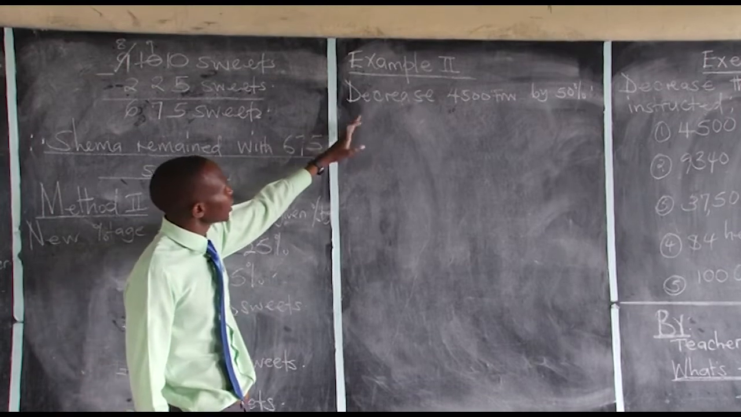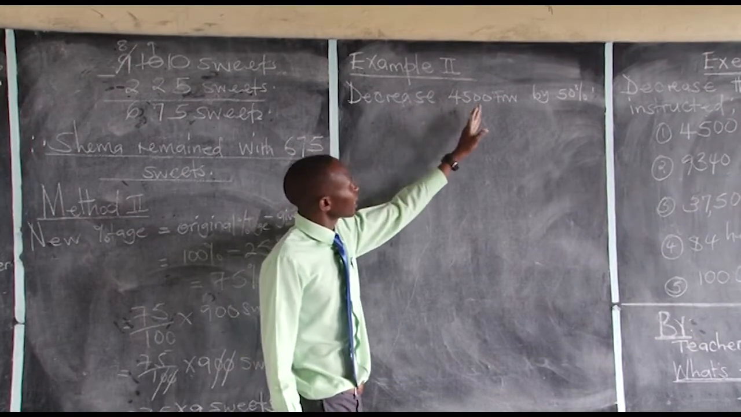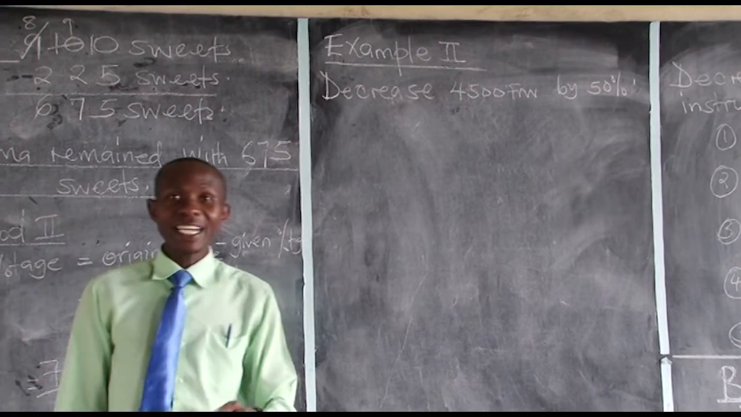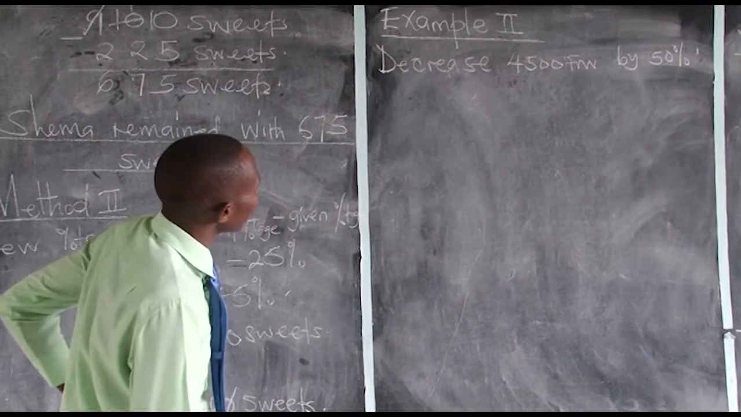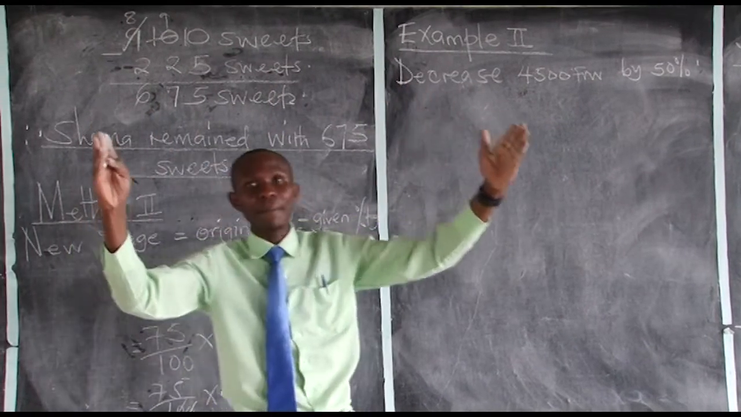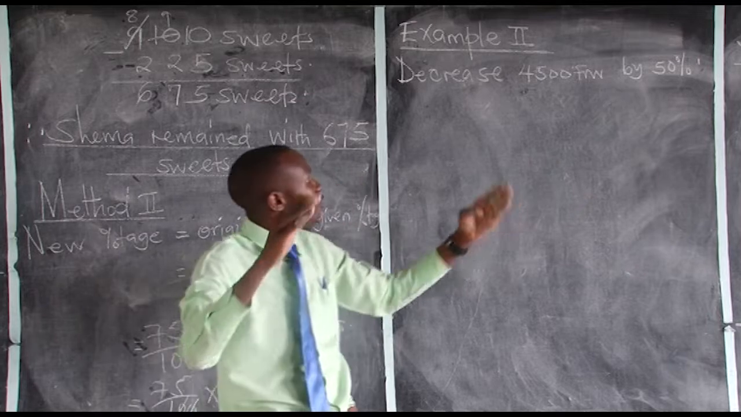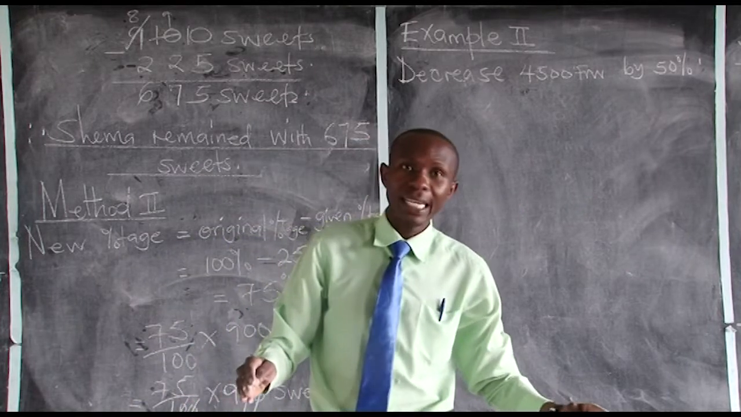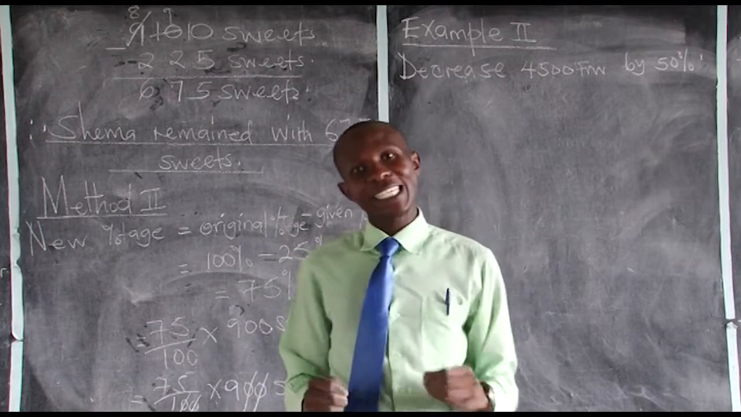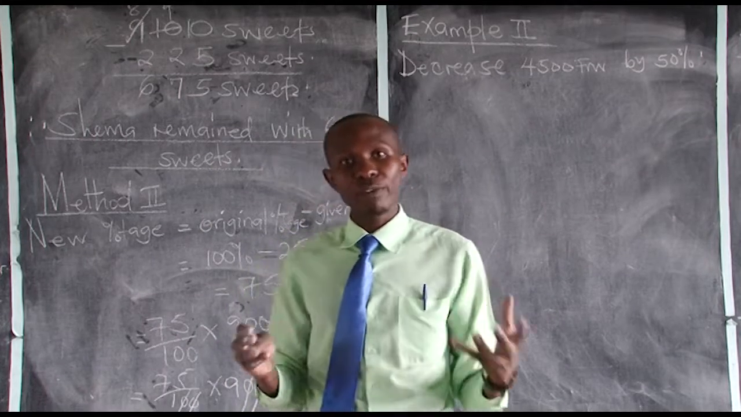The second example says decrease 4,500 by 50%. So the question wants us to decrease. They have given us a certain number, that is 4,500 francs. They want us to reduce that amount by 50%. How are we going to reduce this by 50%?